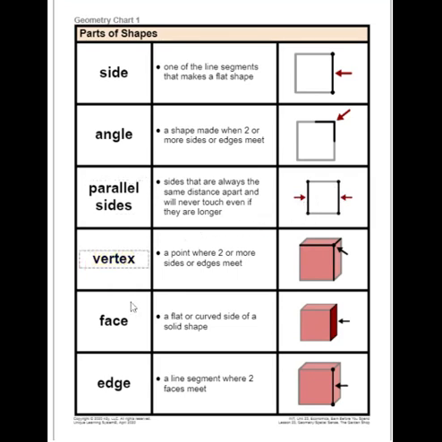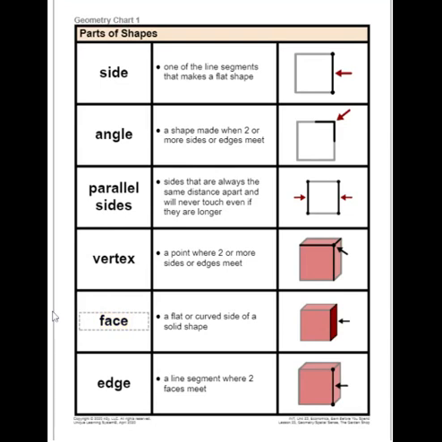Vertex. A vertex is a point where two or more sides or edges meet. So right here on my cube, I have a side here, a side going this way, and a side coming down here. And this point right here where all three of those sides came together is called the vertex.